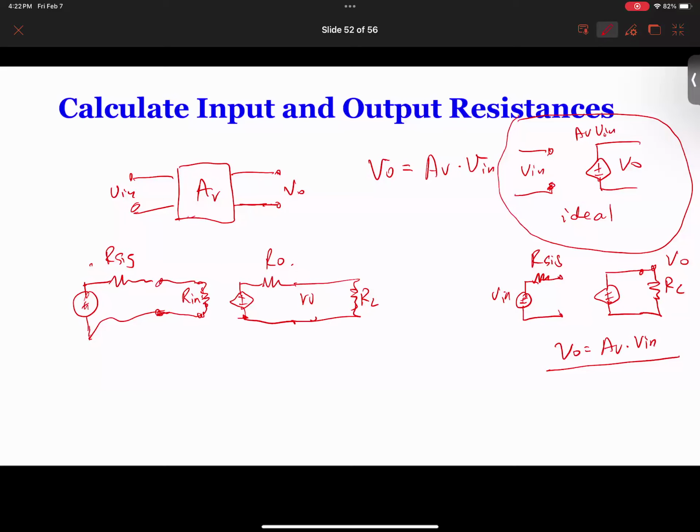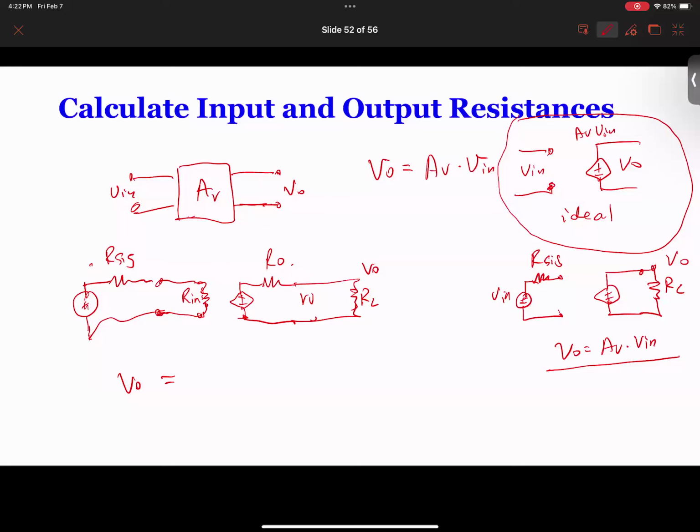Right. So in this case, we have this. Now you can tell me, is the output going to change or is it going to be the same as this one? It's going to change. And the reason is the input, these two become a voltage divider, and these two also become a voltage divider. So we can easily write this without doing the detailed calculation.